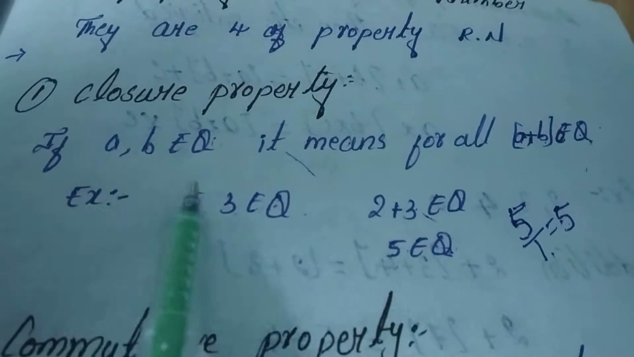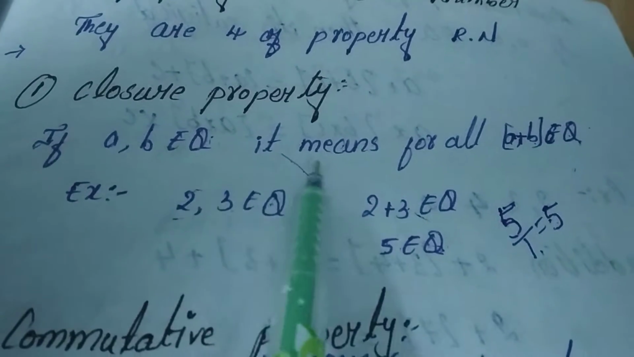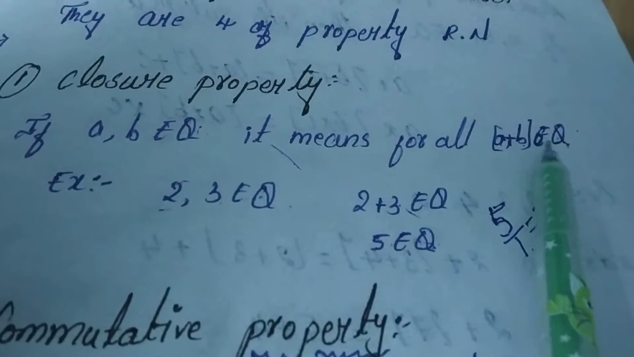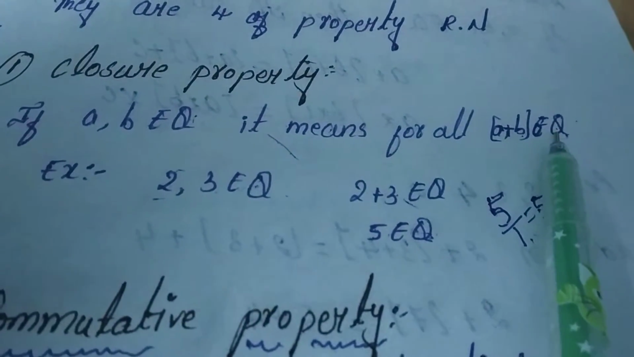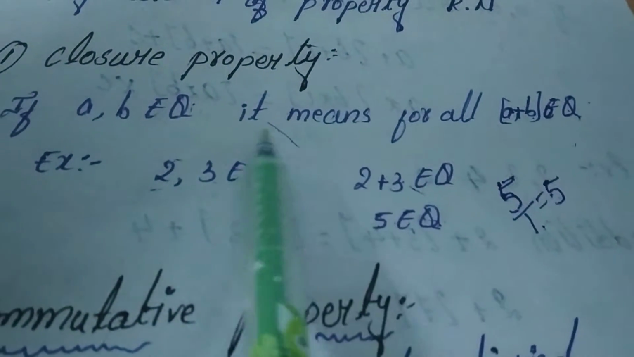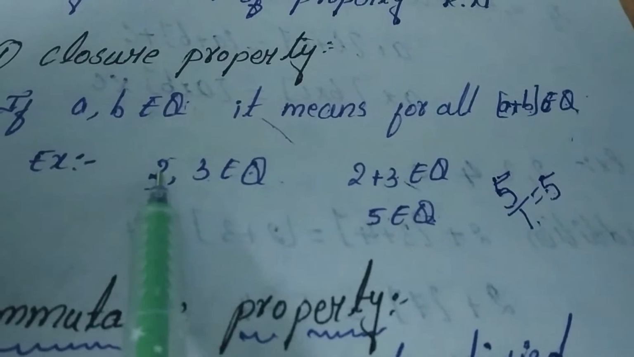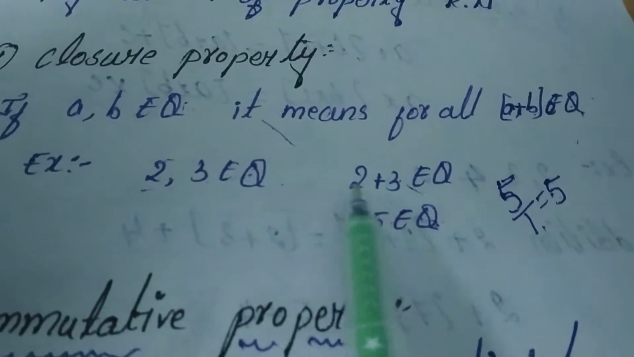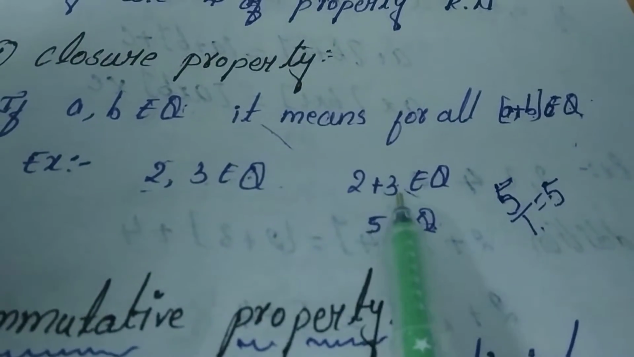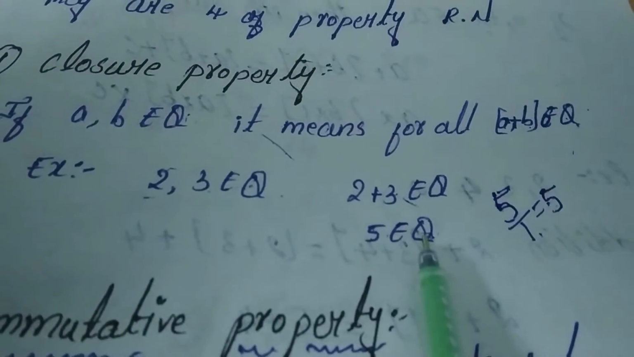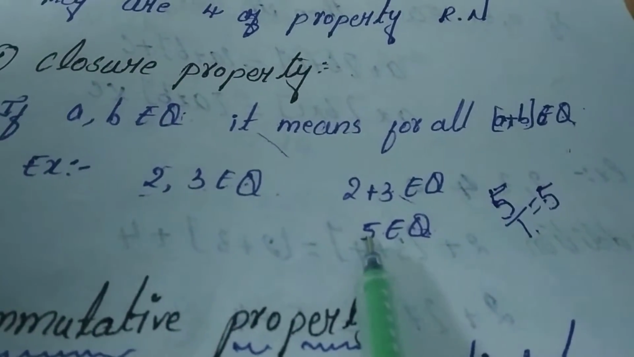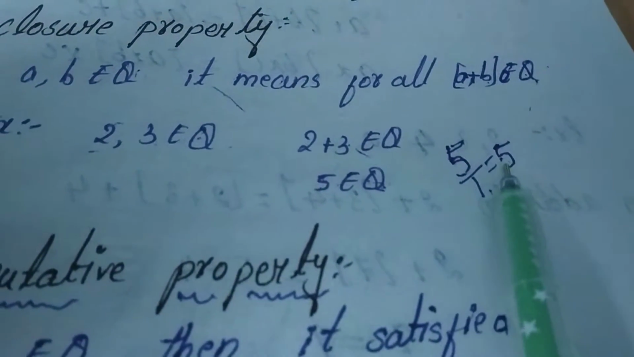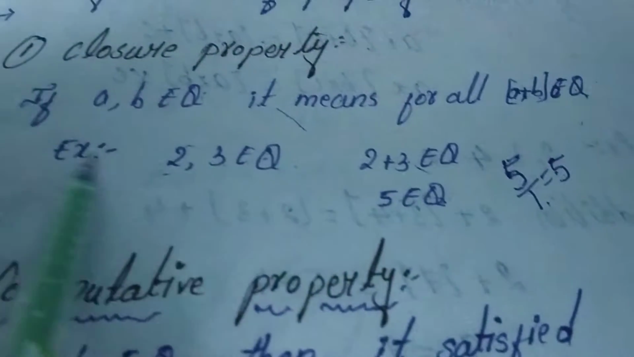Closure property: if a and b belong to Q, then a plus b belongs to Q. What is Q here? Q is the set of rational numbers, numbers in the form of p by q. Here I am taking two examples, 2 and 3. As a and b belong to Q, when we add the two numbers we get 5, and 5 belongs to Q. 5 is a rational number here, we can write it as 5 by 1, and the value of 5 by 1 is also equal to 5 only. Okay, this is the closure property.